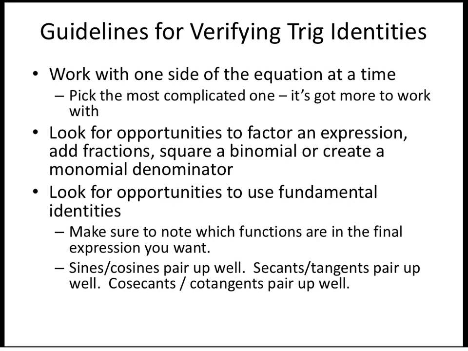So, like we said before, we want to work with only one side of the equation at a time, okay? Pick the most complicated one because it's got more to work with. Look for opportunities to factor an expression, to add fractions, square binomials, or create a monomial denominator. And we want to also look for opportunities to use our fundamental identities that we introduced last chapter and then reintroduced again in the last lesson.